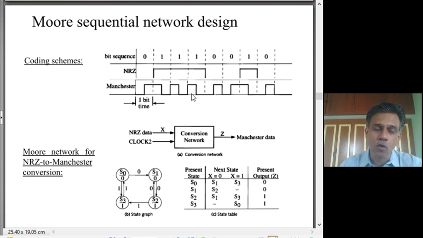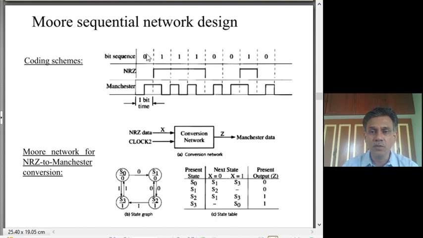If you do this kind of coding, we can easily see that there will always be a transition in the middle. And of course here we are going to sample at this point. You will always be able to sample it, construct the Manchester encoded sequence and then construct the data sequence. So the sum and substance is as follows. Let us view it only from the point of view of clock 2. You would get data bit 0 or data bit 1.